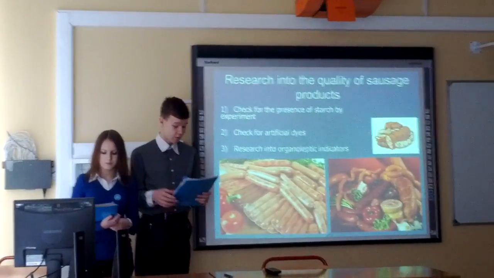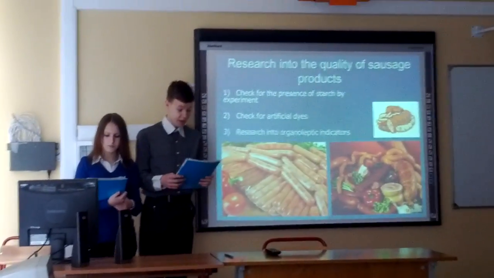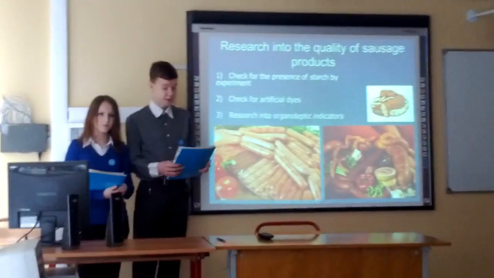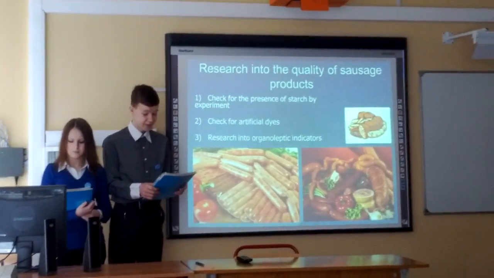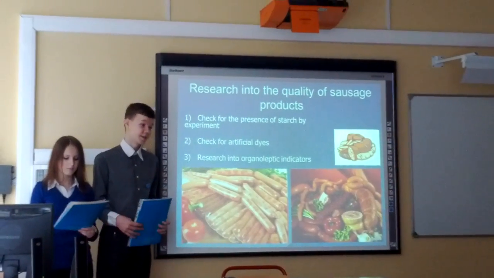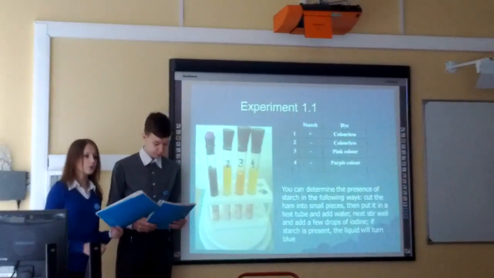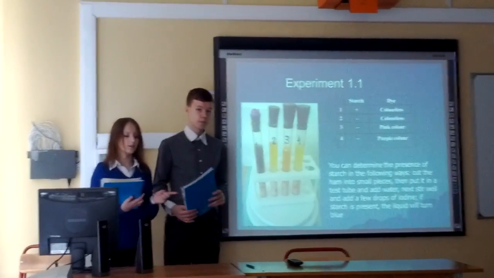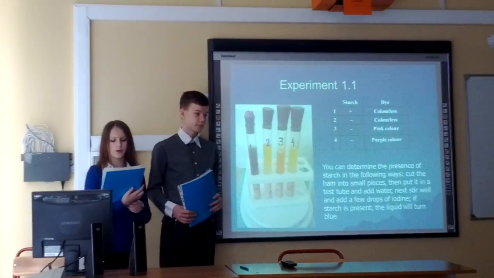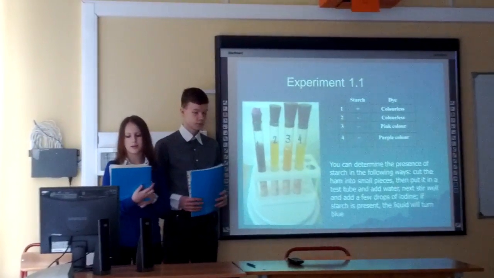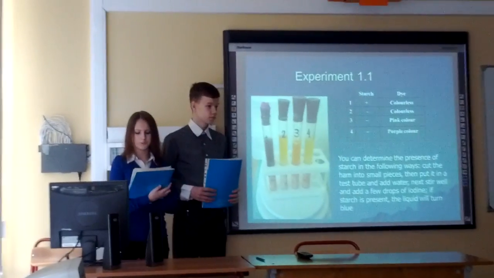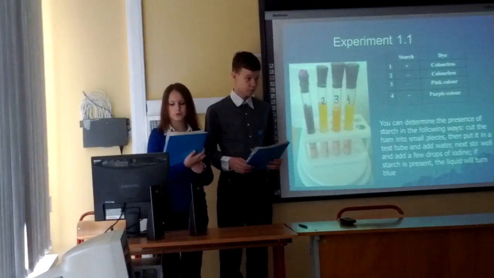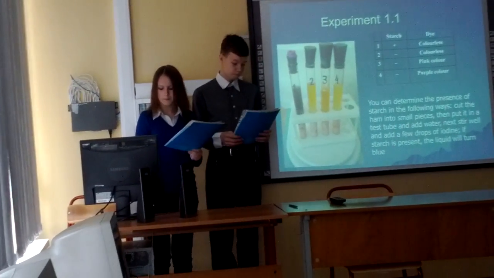Our first object was sausages, sausage products. We wanted to find out if there was any starch and artificial dyes in them and to define organoleptic indicators. In our first experiment, we cut the sausage into small pieces, then put it in a test tube and added some water. Next, we stirred well and added a few drops of iodine. The water in the first tube was colored purple, which proves that starch is present there.